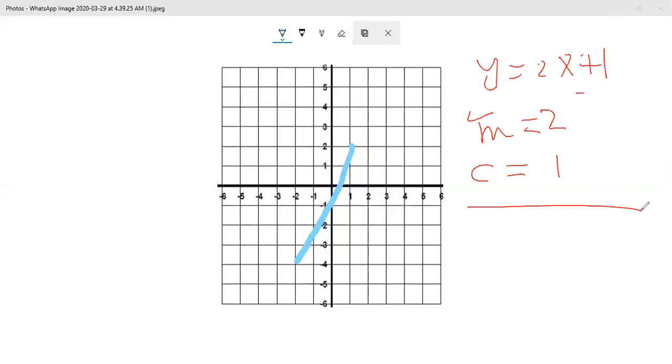Question number 1B. Y equals 3x minus 1. M equals what? M equals 3. Very good. And C equals negative 1. Excellent. Y equals half x minus 3. M equals half. And C equals negative 3. Y equals x. So M is 1 and C equals 0. Excellent. Very good.